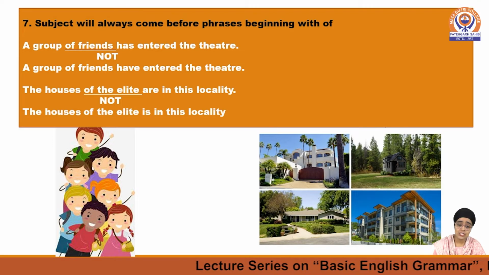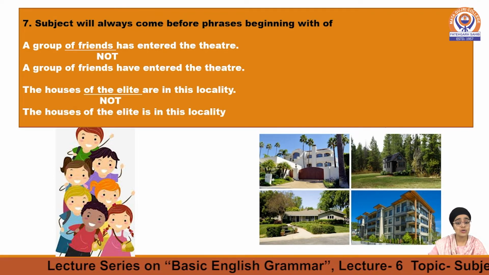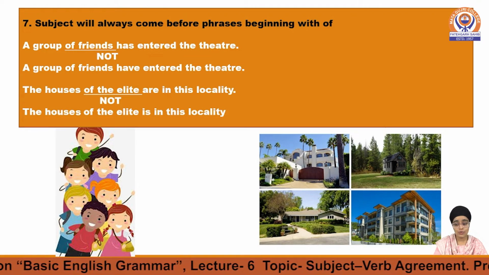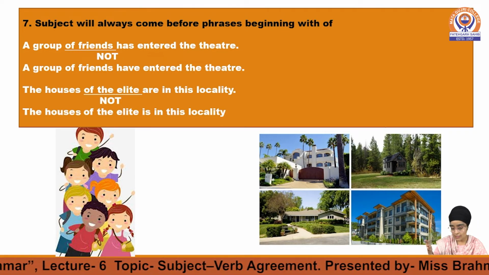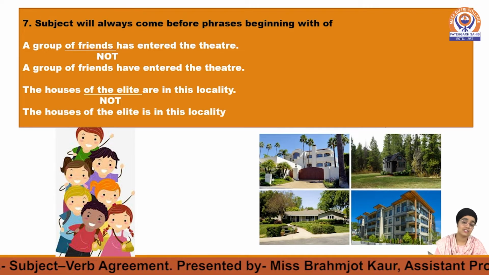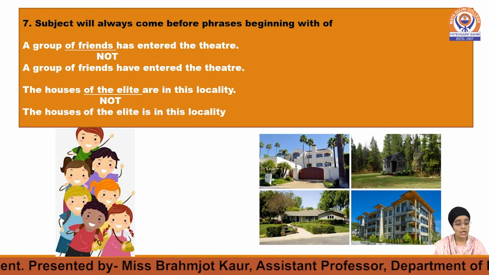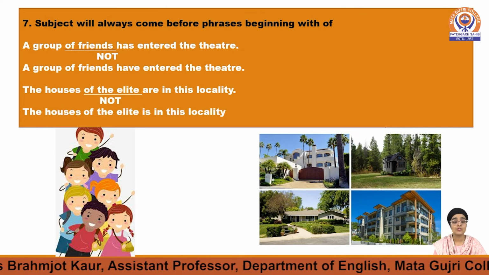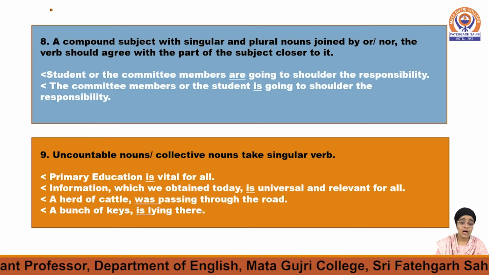Second, the houses of the elite. Now here the phrase beginning with of, the houses of the elite are in this locality, because the houses is plural. So whenever there is a phrase beginning with of, and you are confused as to where the subject is, it will always precede this phrase. You don't have to think of this phrase as part of the subject. Okay, so the houses of the elite are in this locality, not the house of the elite is in this locality.